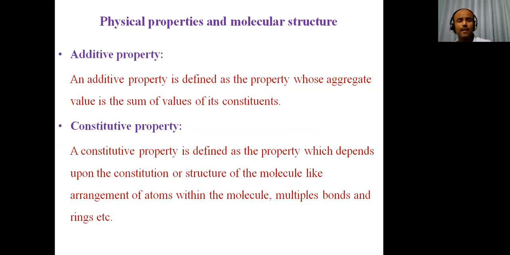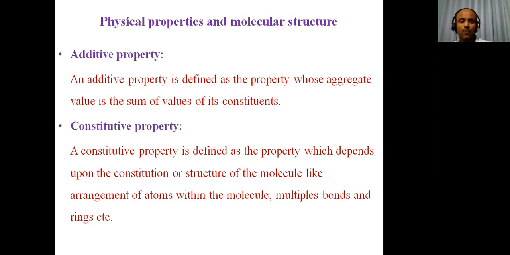Now, again, we can divide properties into two types: additive and constitutive properties. An additive property is defined as a property whose aggregate value is the sum of the values of all its constituents.